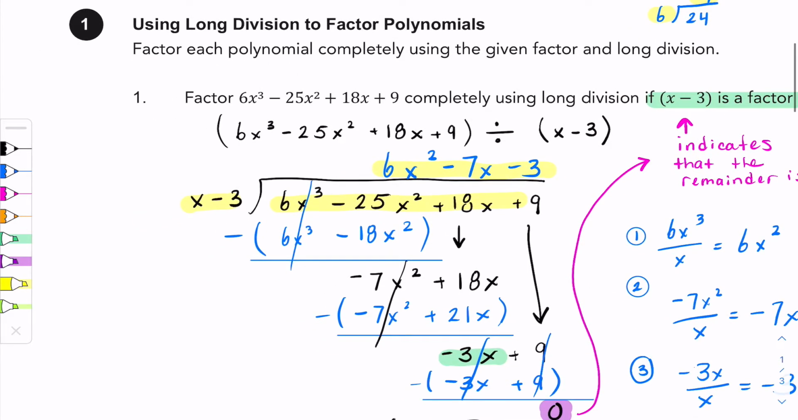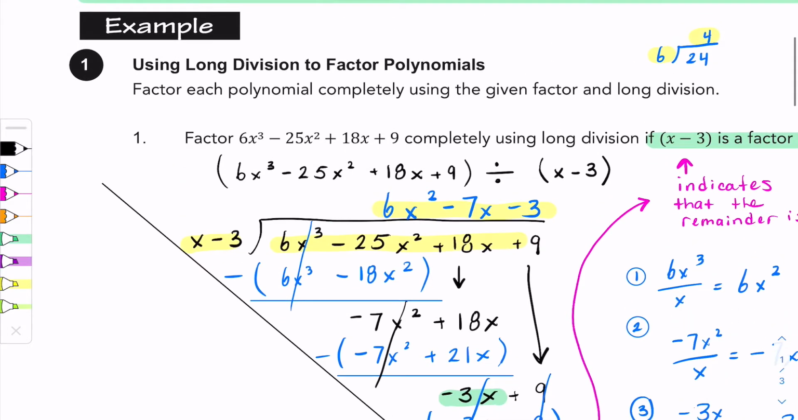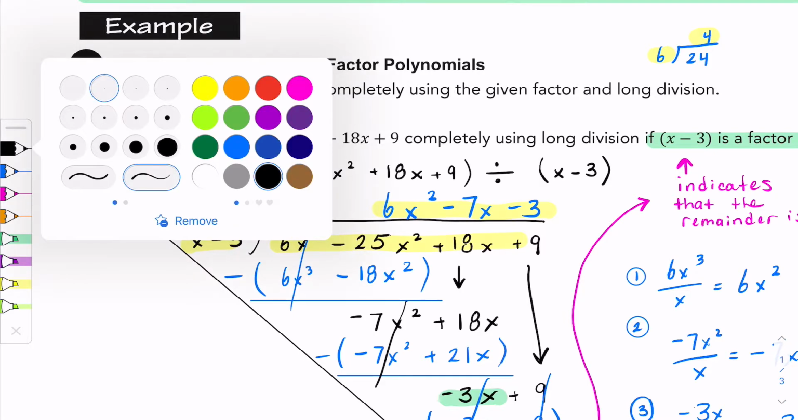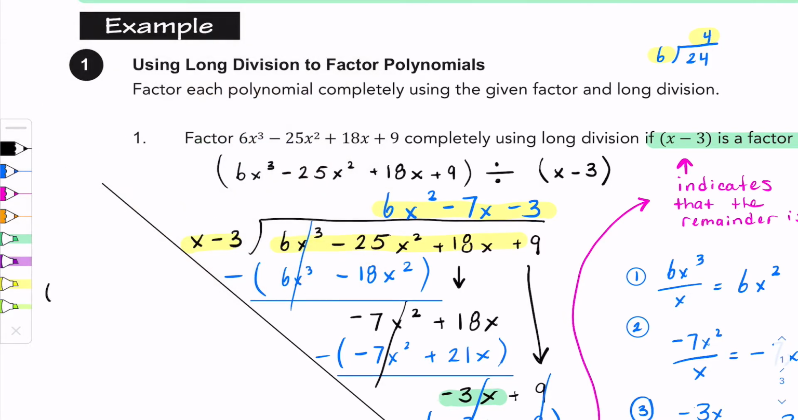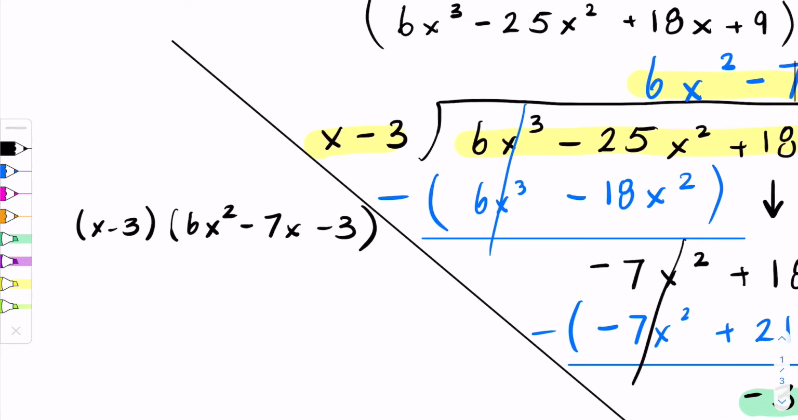So the directions tell us to completely factor the expression 6x cubed minus 25x squared plus 18x plus 9. So in order to completely factor it, I'm going to use my divisor, or the given factor, of x minus 3. I'm going to set up the expression and multiply it by our quotient, 6x squared minus 7x minus 3. And I'm going to continue to factor because now I can factor a quadratic. I can factor this expression.